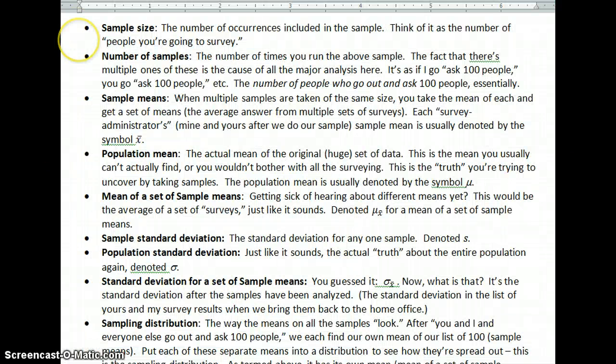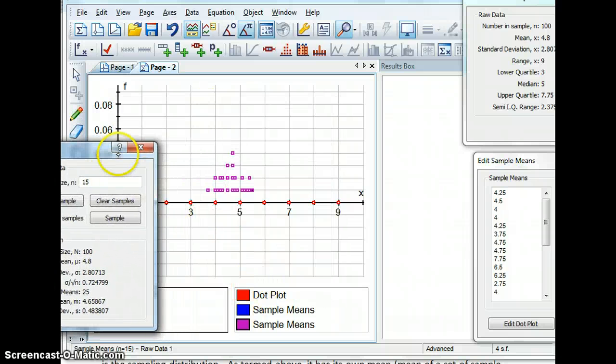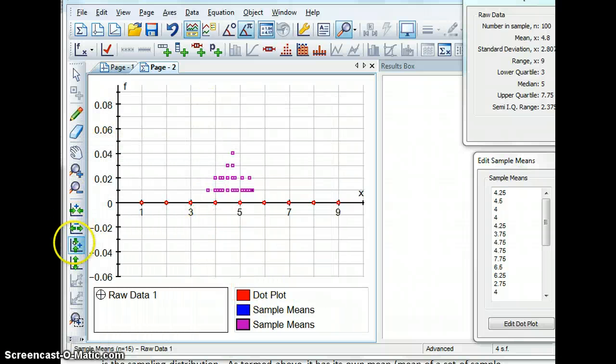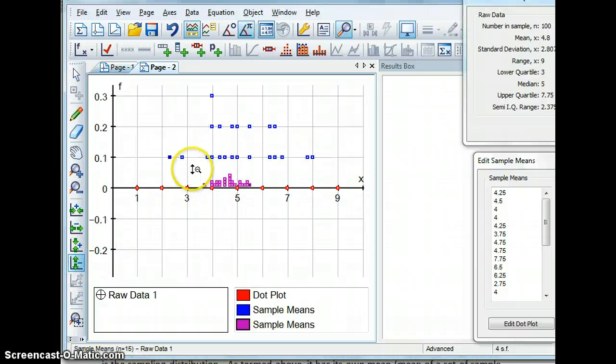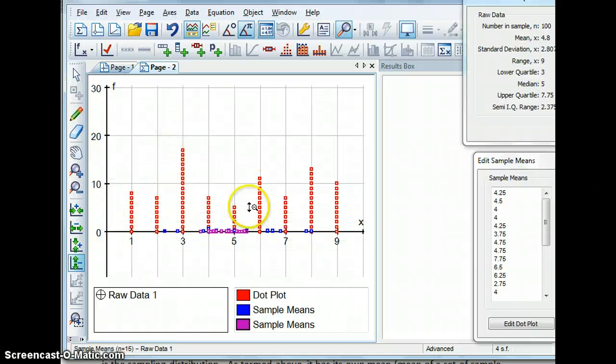I got sample size, sample means. Population mean would be the actual mean of the whole thing. It's whatever the actual, sort of unknown mean was of the original red set, whatever the averages of all these red ones.